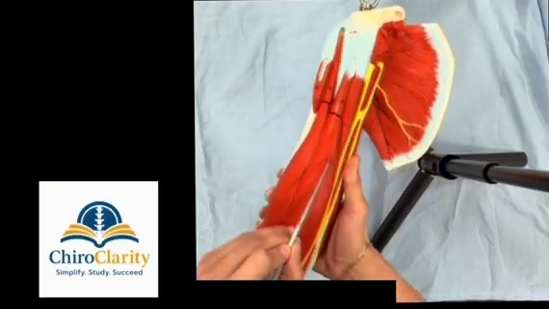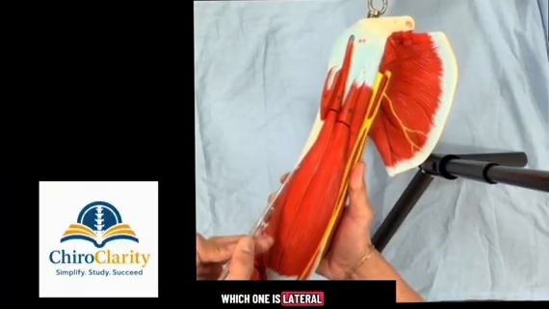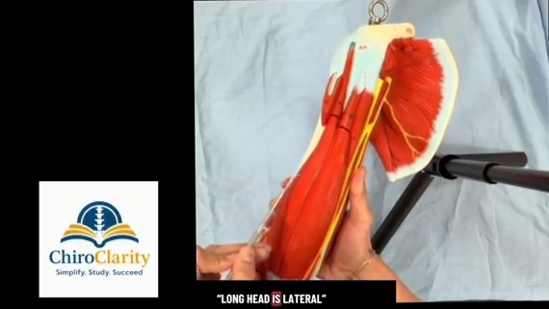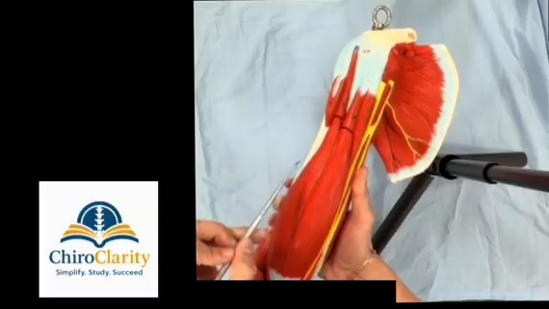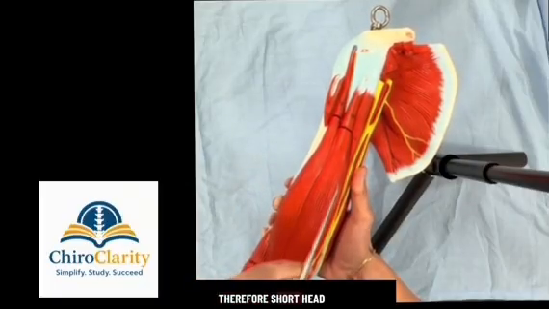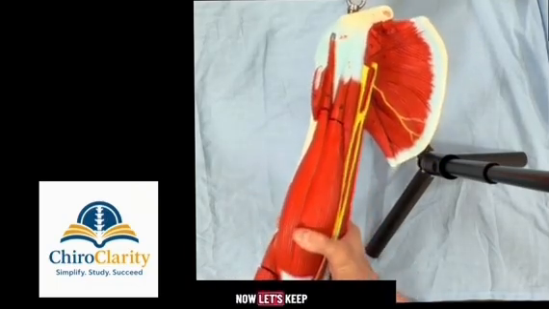Now a quick memory tip to help you know which one is medial and which one is lateral is that the long head is lateral, and you attribute the L's together. Long, lateral. Therefore, short head of the biceps brachii muscle is the more medial head. Now let's keep going.